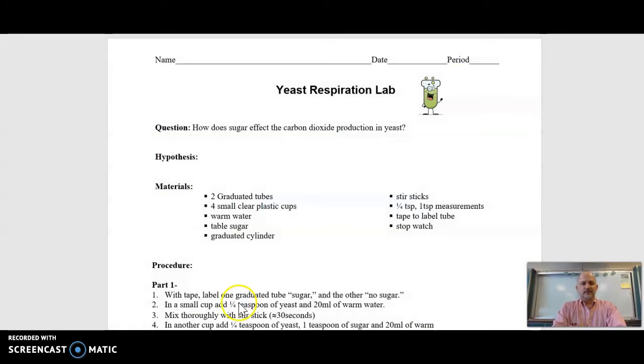Hi there. I'm going to show you the setup and some data from the Yeast Respiration Lab. The Yeast Respiration Lab looks like this. Okay. First, we have to make a prediction.